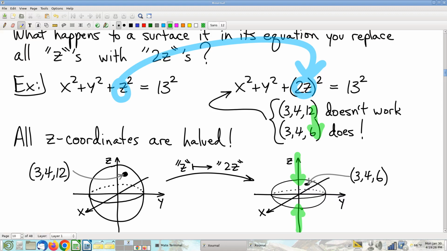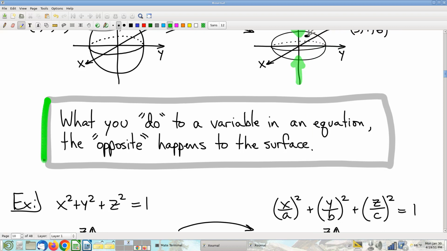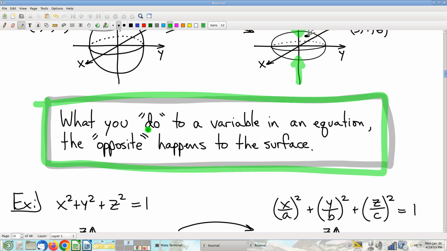So this is an example of a general point. In some sense, when you do something to the variables in an equation, here I multiplied the z variable by 2, the exact opposite happens geometrically. We're squishing in the z direction by a factor of 2 as a result. So this, again, is a pretty general fact: what you do to the variable in an equation, the opposite happens to the surface. And I just ran out of time, so that's kind of perfect.